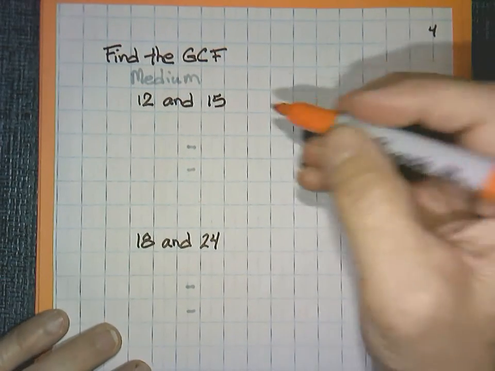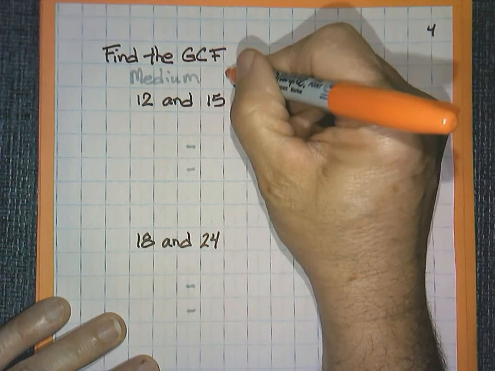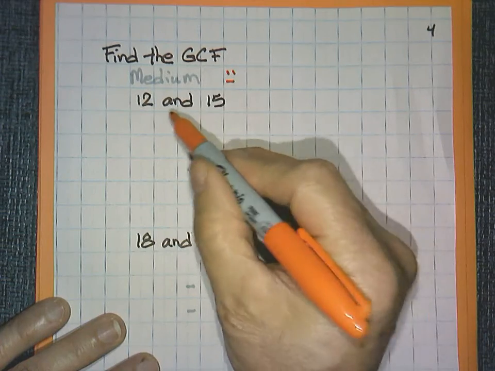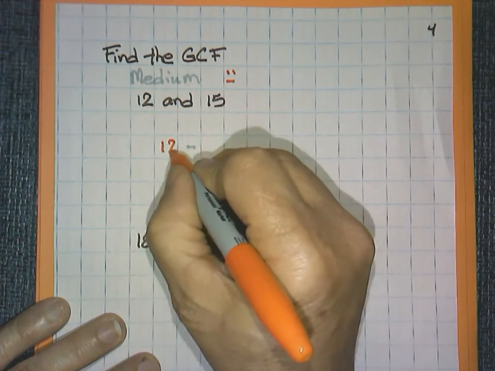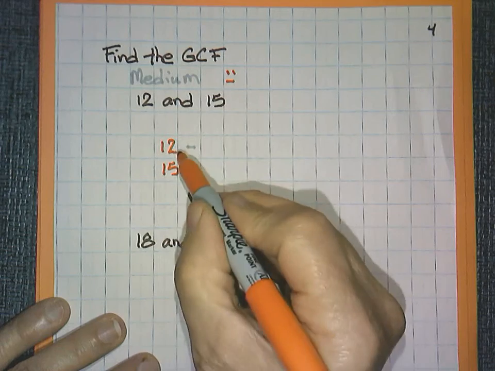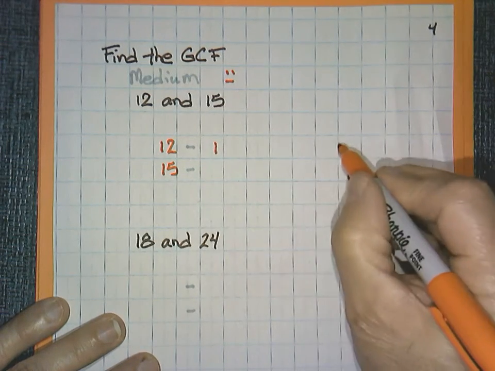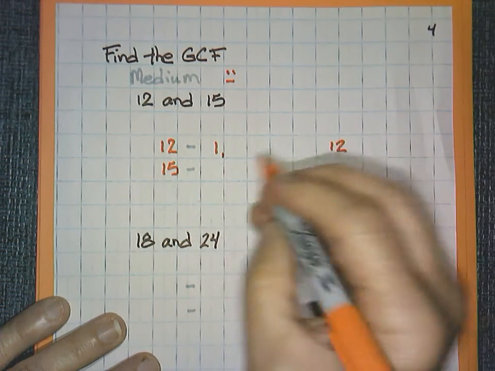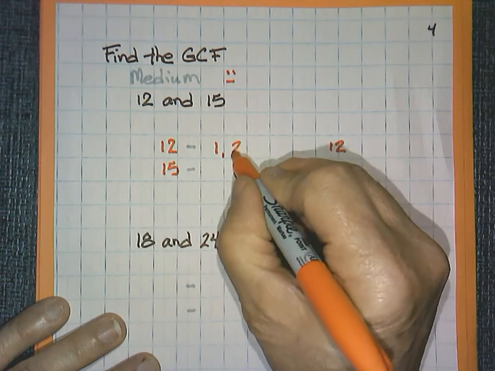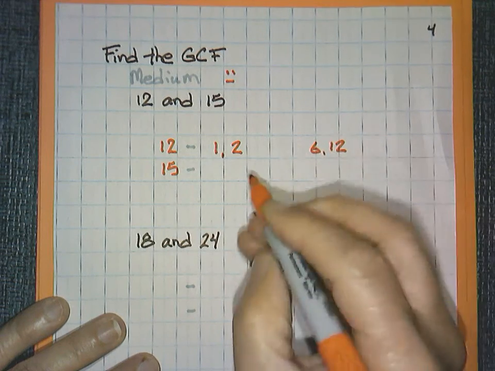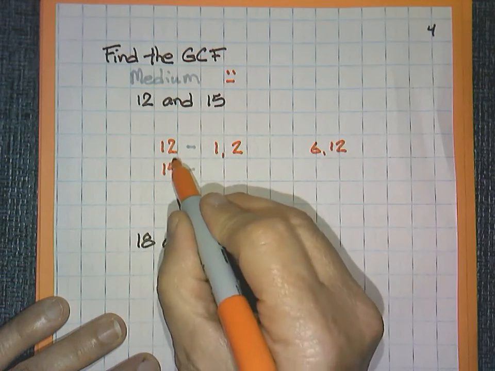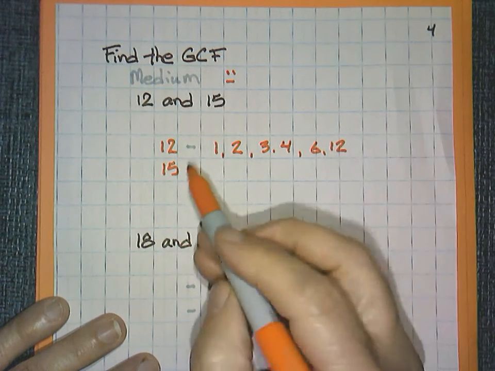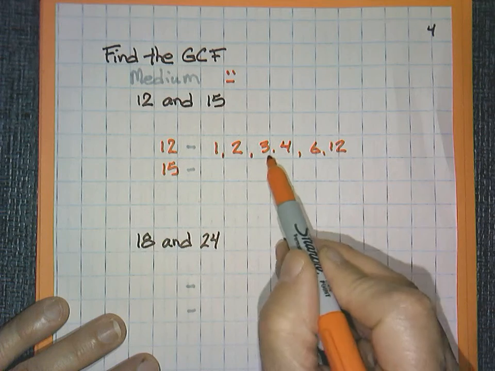Find the greatest common factor. These are medium, a little bit more work maybe. 12 and 15. Find my factors for 12. I know it's always going to be 1 for any whole number. 12 is even, so that would be 2 and 6, because 2 times 6 is 12. And also 3 and 4. So my factors of 12 are 1, 2, 3, 4, 6, and 12.